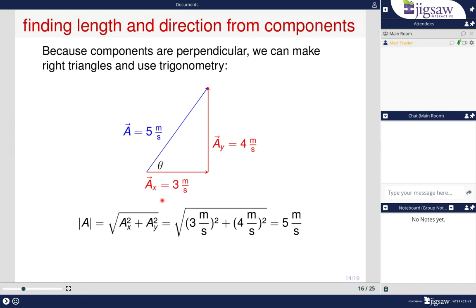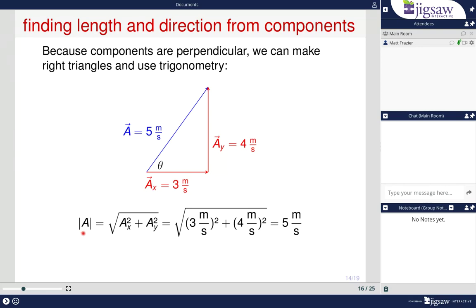But the idea is that we know this side is 3 and this side is 4, and so the hypotenuse has to be 5 because of the Pythagorean theorem. And that's how we find the length of a vector. We use the Pythagorean theorem on the components, and that gets us 5, as we would expect. So ax squared plus ay squared, take the square root, that's the length of A. That's what we mean by this A with bars around it. That is the length of the vector, and it looks like absolute value, and that's why.